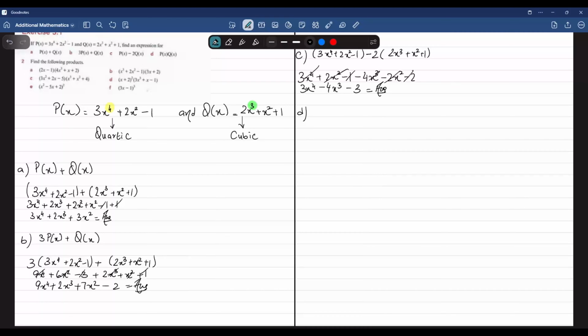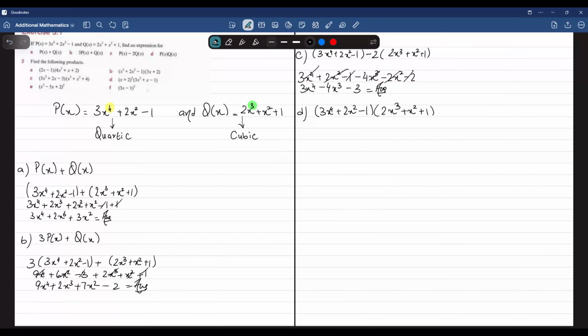For part D, we have px multiplied by qx. And now this is an interesting thing because if I were to do this, px is 3x raised to the power 4 plus 2x squared minus 1, times 2x cubed plus x squared plus 1. Now the thing is, till now we knew how to multiply two linear equations. For example, 2x plus 1 and 3x plus 2. We could multiply this by the FOIL method. However, this is not the case in this terms.